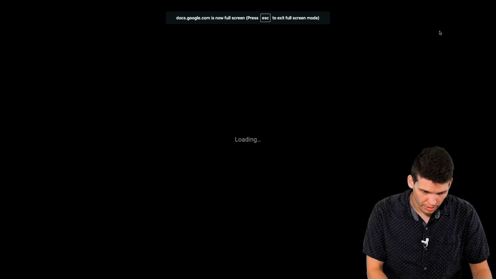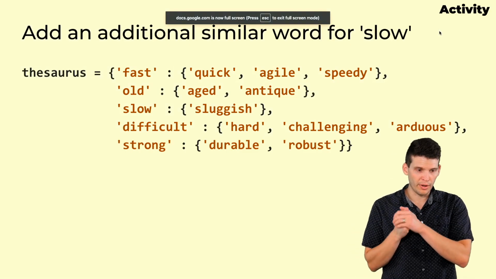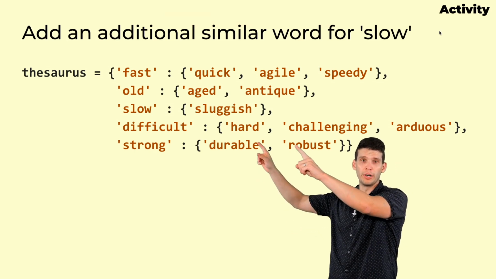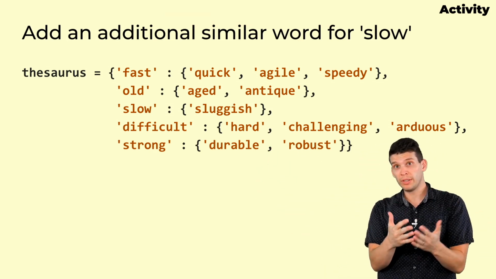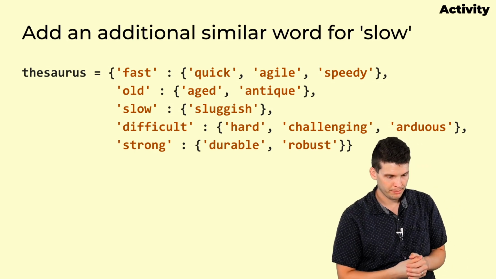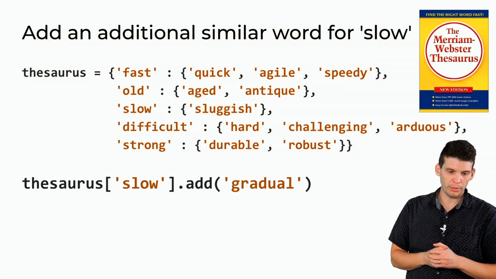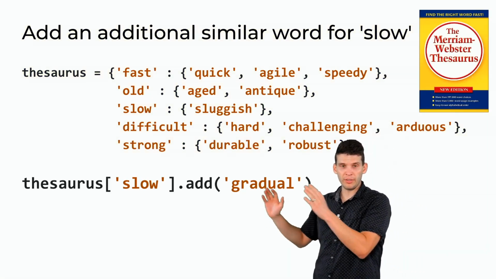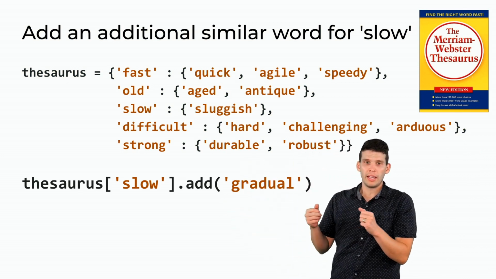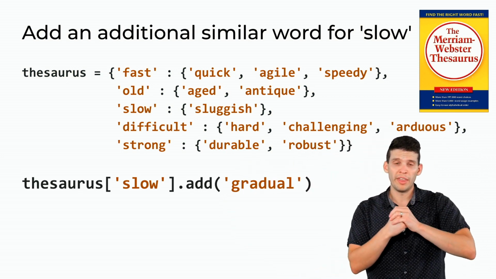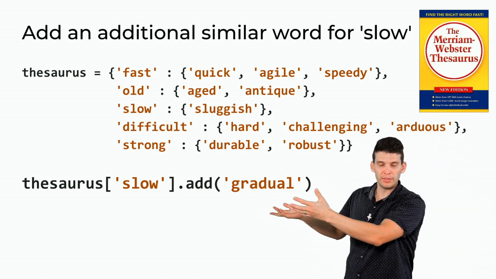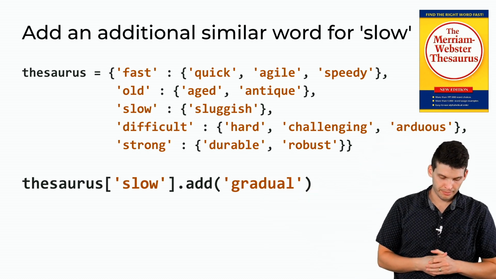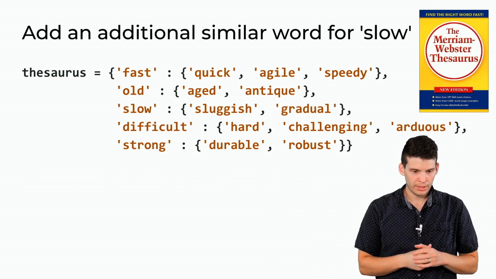All right, so another little bit of practice. So how would you add an additional word that could be similar to slow, so that it grows from having one similar word to two similar words? All right, so the way that we could do this is we say thesaurus at the key slow, and that gives us access to that set of elements, and then we call the add function to add, say, gradual to that. So there we go.